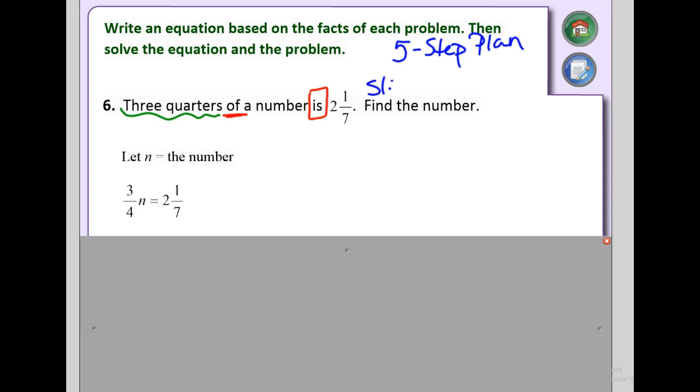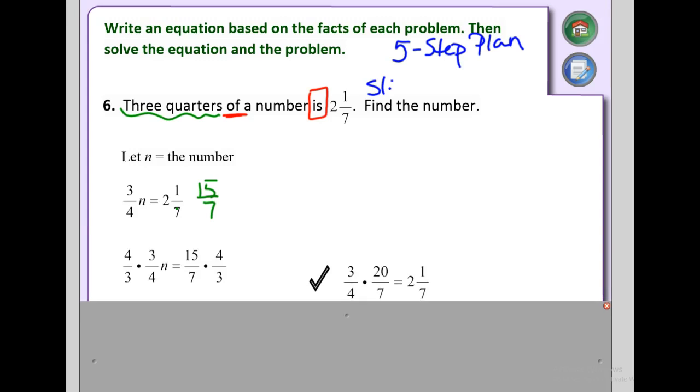Now, what do you think we need to do before I can even start solving that equation? That's right. We need to take that mixed number, 2 1/7, and change that to an improper fraction. Do you remember how we do that? Yeah. The denominator times the whole number. 2 times 7 is 14 plus 1 is 15/7.